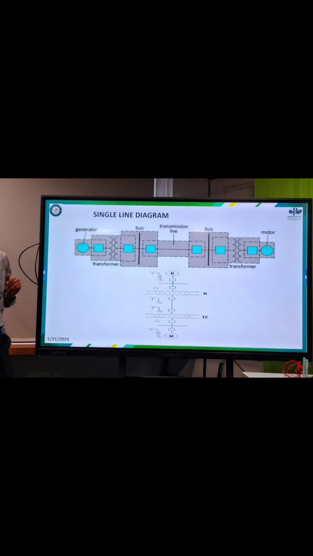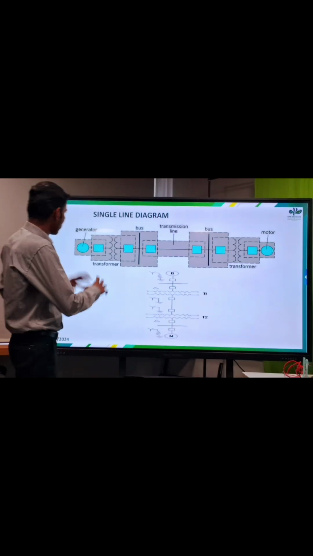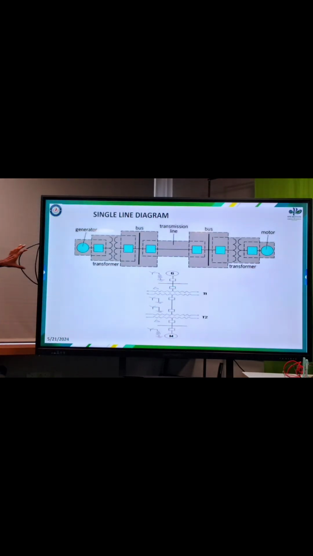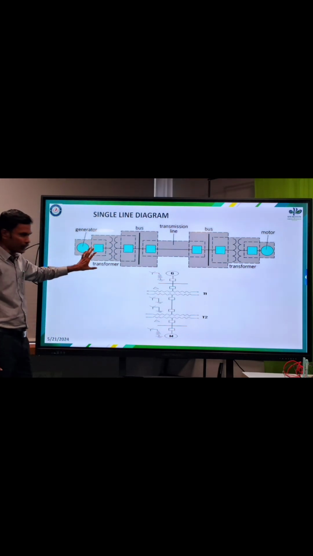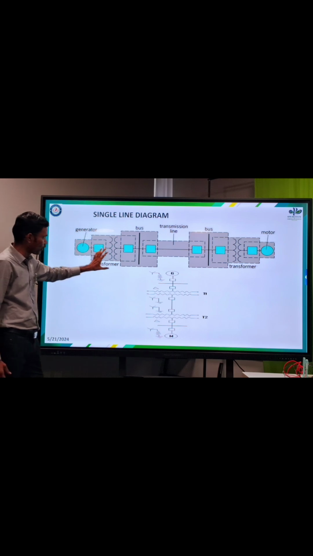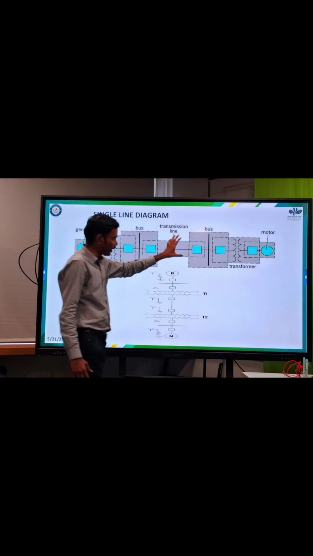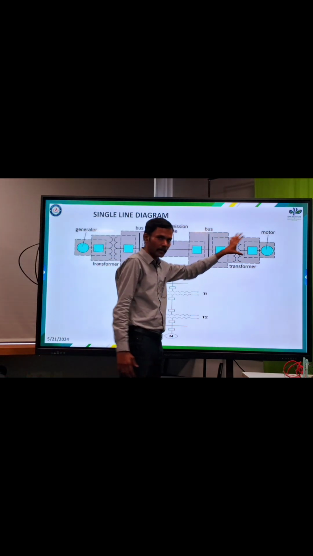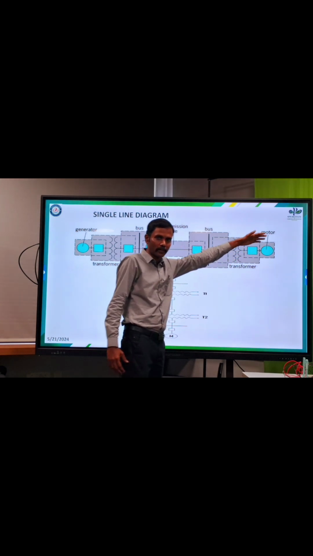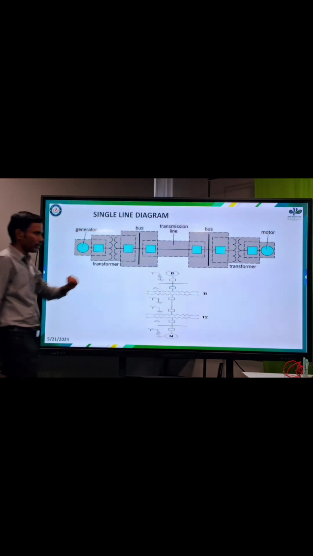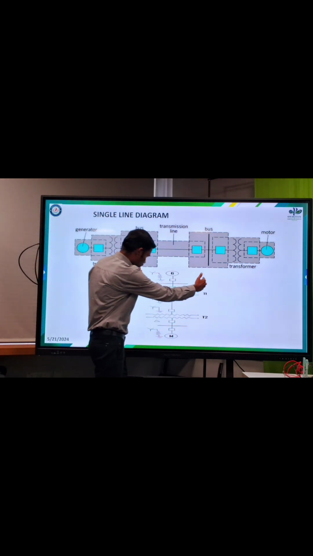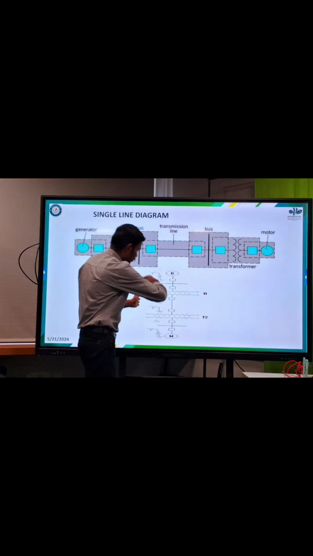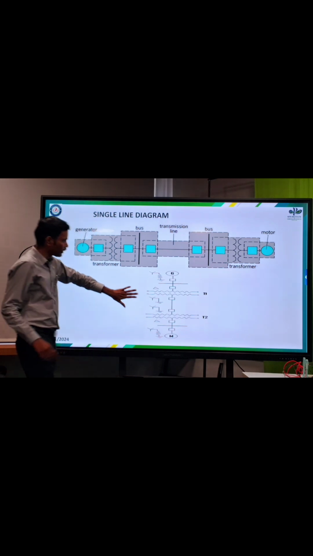So this slide shows the single line diagram of the entire content, starting with the generator, and then we have the substation components like the transformers. I can say these are power system components. We can start with the transformer, bus, the transmission line, again a bus, and then it can be stepped down where the transformer gives power to the appliances, which can be industry or domestic applications. So this figure shows the entire content in the form of a single line diagram.